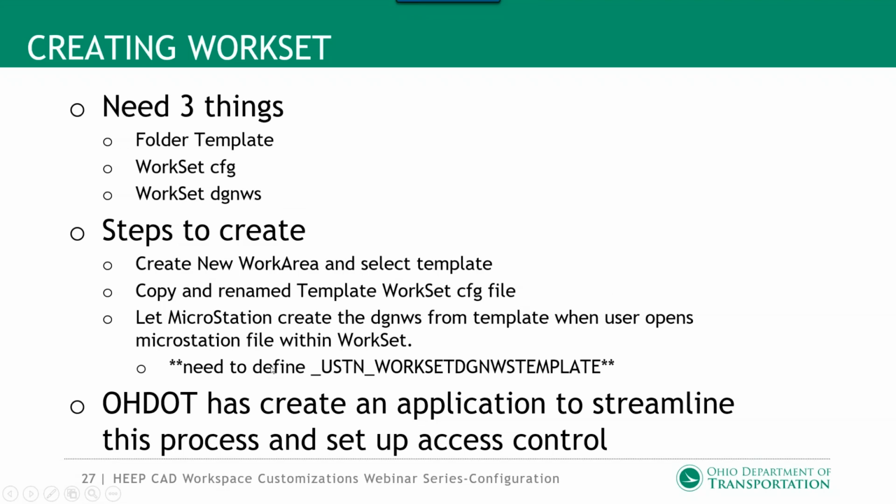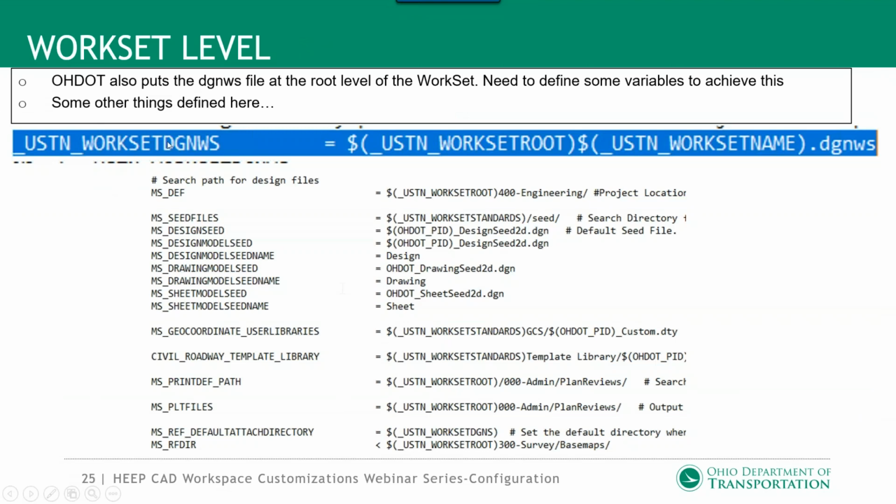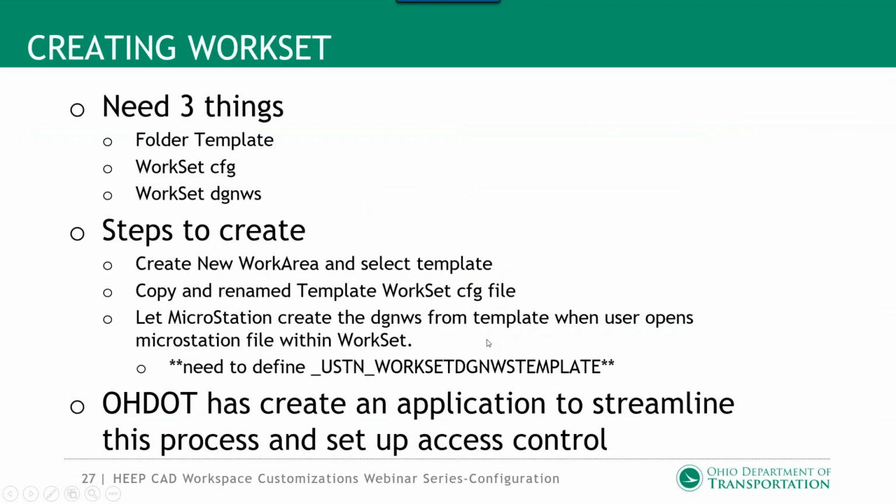The first time the user opens MicroStation, it's going to look for that DGNWS file at the location we specified with this variable right here. If it can't find it, it's going to create one. And where's it going to create it from? It's going to use this variable right here, the USTN_WORKSET_DGNWS_TEMPLATE. So if you define that in your workspace config file, then it'll know where to grab your DGNWS template from, and then it'll rename that for your project or work set.